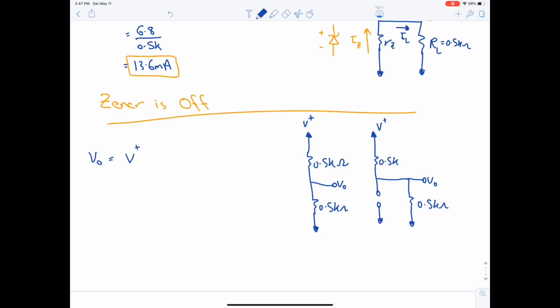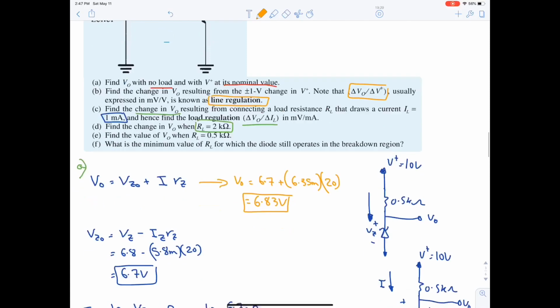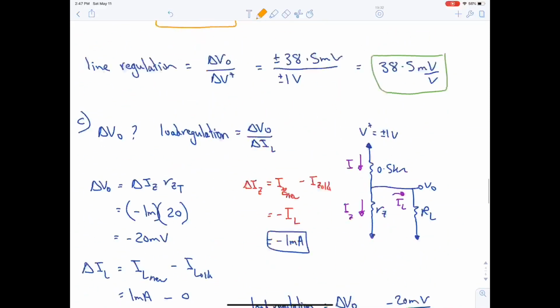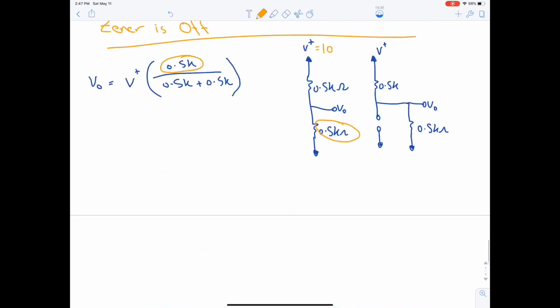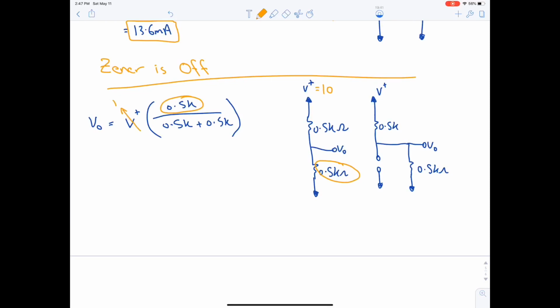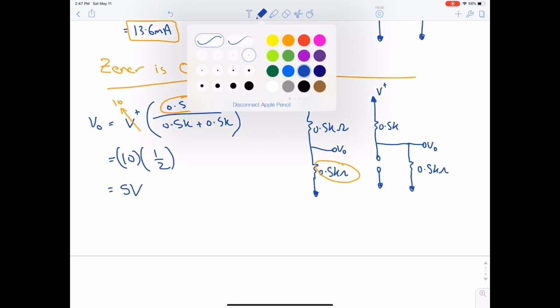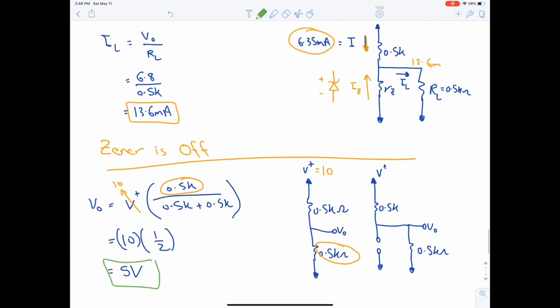So it's V plus multiplied by 0.5K over 0.5K plus 0.5K. The numerator, this 0.5K is actually this one. What is V plus? V plus is 10 because we are now in the DC. The question says find the value of V naught. It's not a change, it's only V naught. So V plus is 10, and you will end up with 10 multiplied by half, which is 5 volt. This is part E of the question.